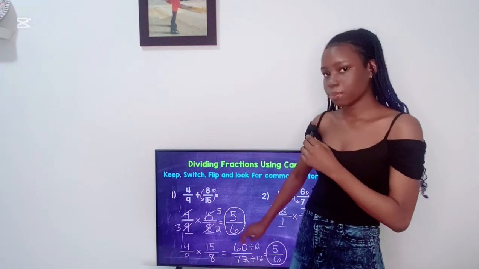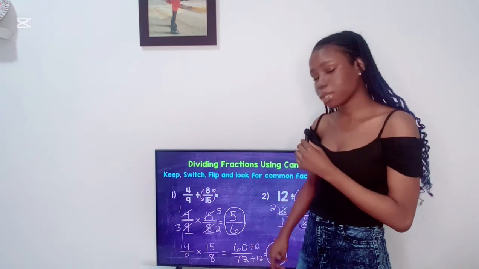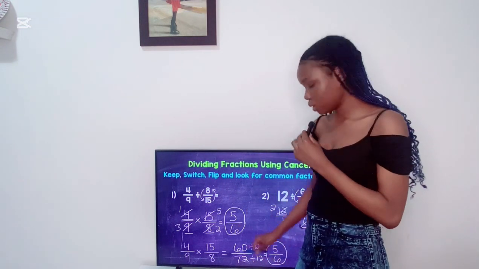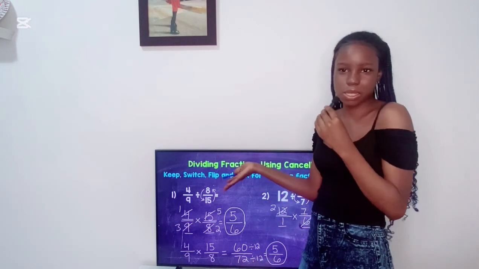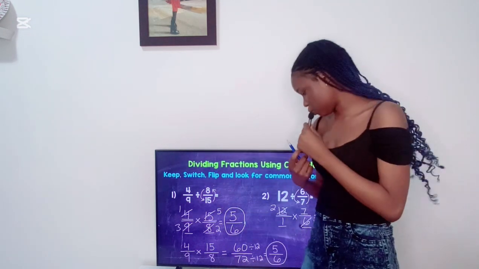As you can see, that is a big difference. Compare it to this one, that's a big difference. But we can also divide it even further because, again, it's larger numbers. We have to find a common factor.